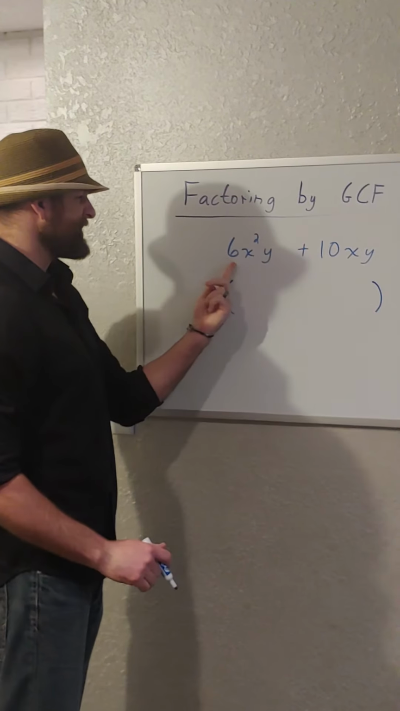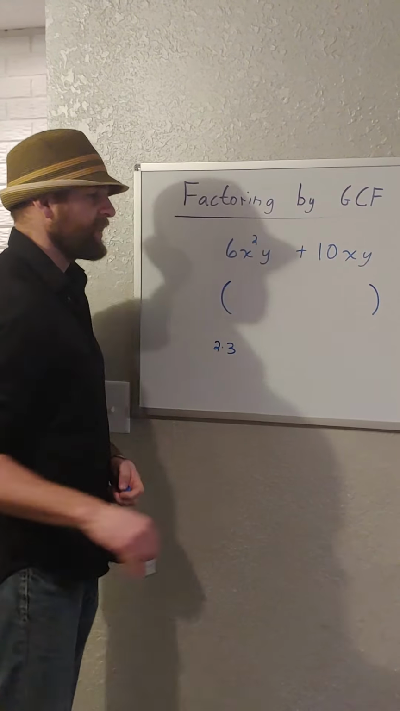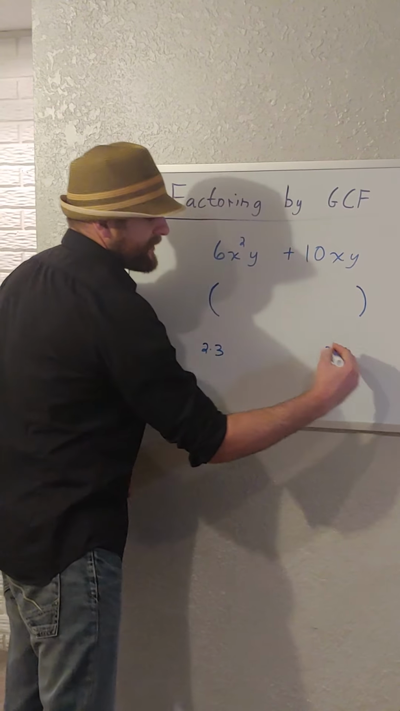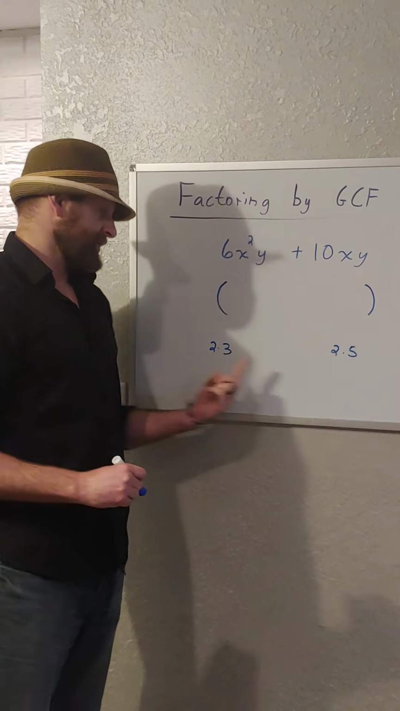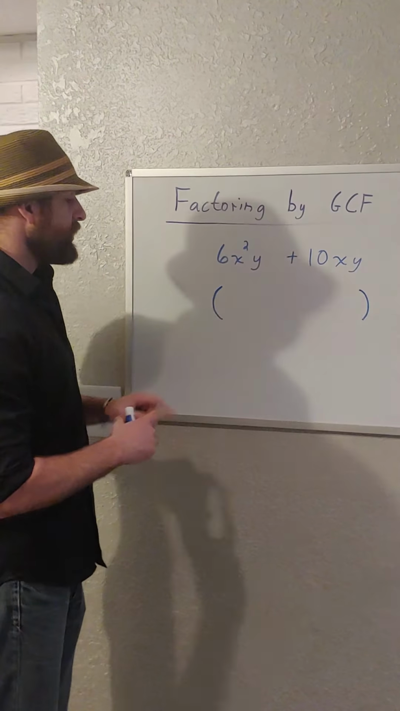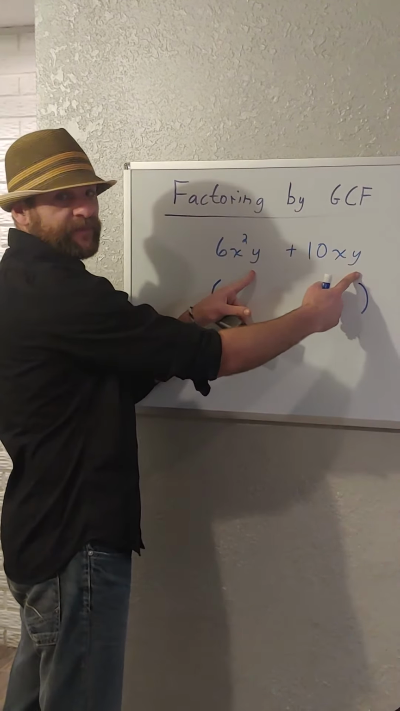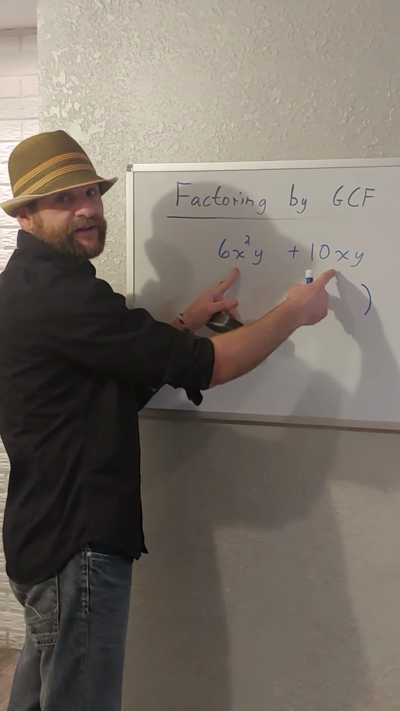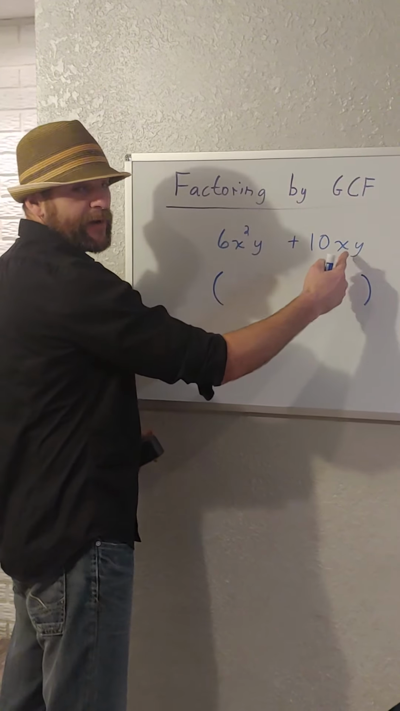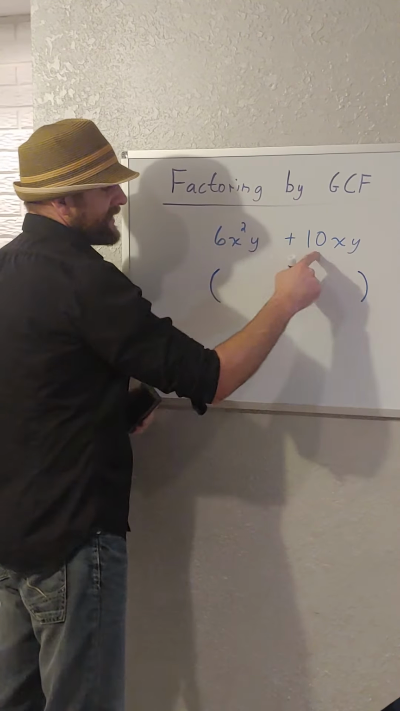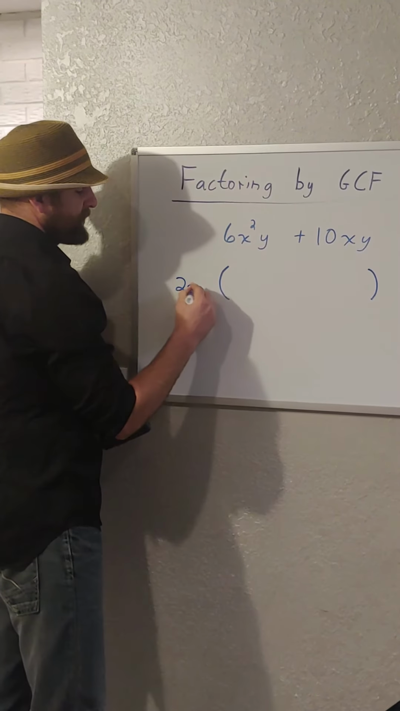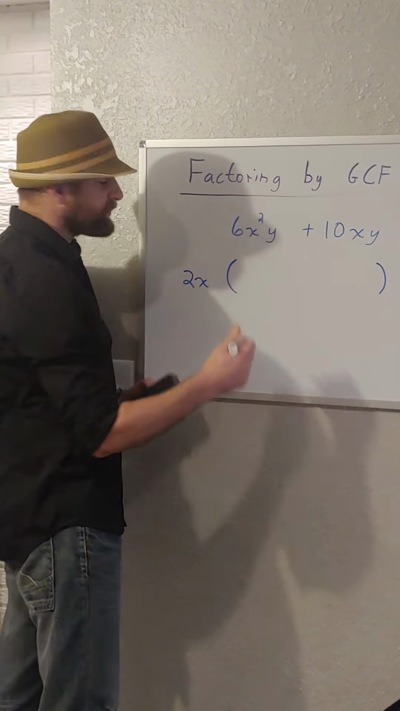So if you visualize 6 as 2 times 3, and 10 as 2 times 5, you'll see that they have a 2 in common. Okay, so you also see that they have a y in common, and they both have an x. Do not say they have 2 x's in common, because this one only has 1 x. So again, we said they have a 2 in common, so I'm going to put that on the outside. They have an x in common, and they have a y in common.